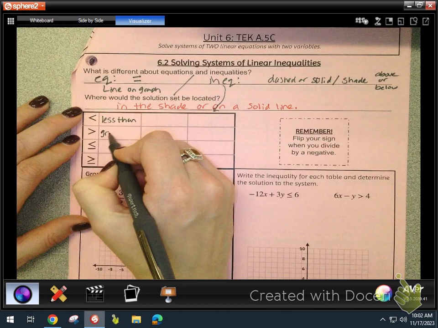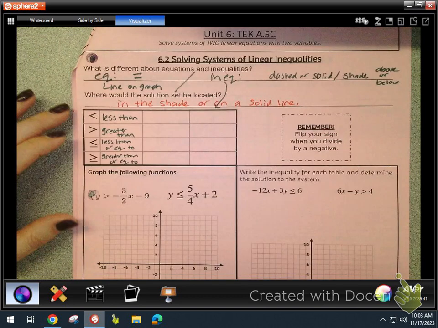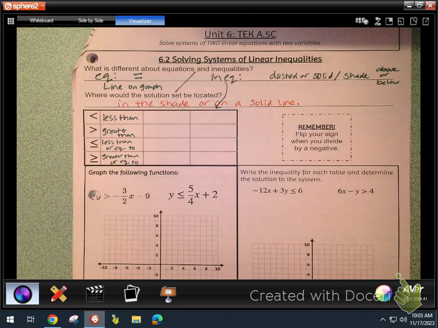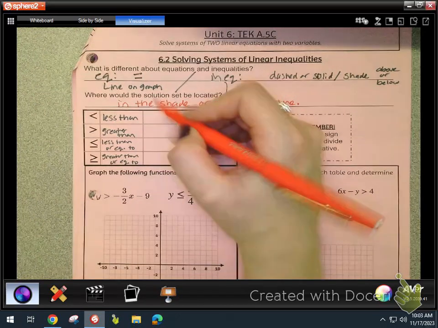There's no line there. So are these lines going to be dashed or solid? Dashed. So both of these are going to be dashed, because there's no equal to. And if there is an equal to, then those lines will be solid. And then the shade. If it's a less than, where are you going to shade? Below. If it's a less than or equal to, you also shade below. But the other one, we shade above. Good. Y'all remember that a little bit.